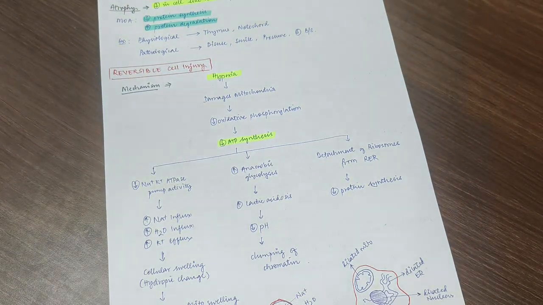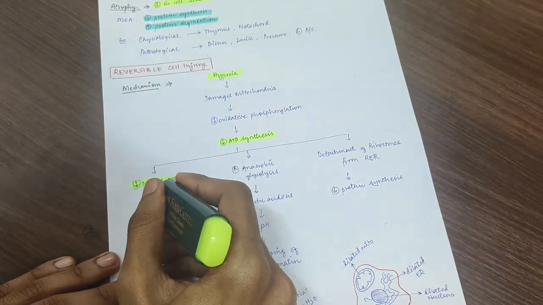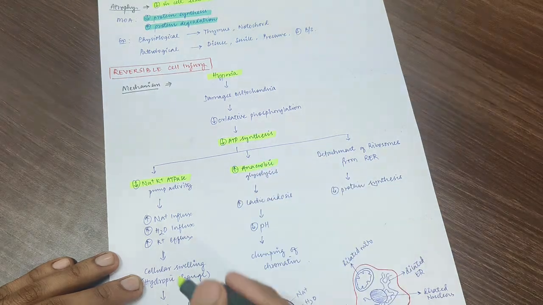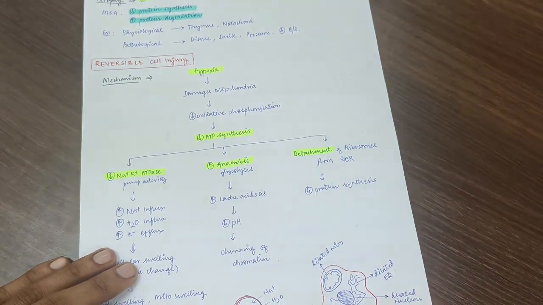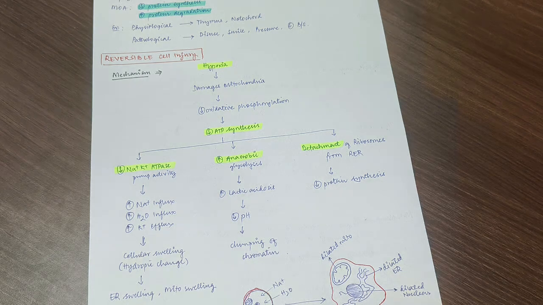If there is decreased ATP, there are three fates. Remember, three fates. First fate is decreased Na+/K+ ATPase pump activity, increased anaerobic glycolysis, and detachment of ribosomes from the rough endoplasmic reticulum. These are the fates of decreased ATP synthesis. So once the Na+/K+ ATPase pump is not active, what happens? There is increased sodium influx, increased water influx, and increased K+ efflux. So what is the main function of this Na+/K+ ATPase pump? To pump 3 sodium outside and 2 potassium inside, and wherever sodium goes, water goes.